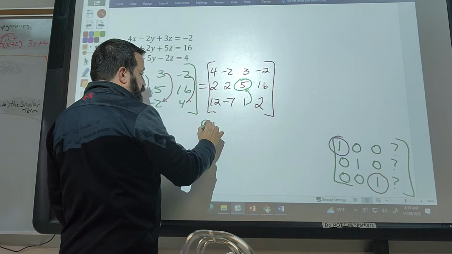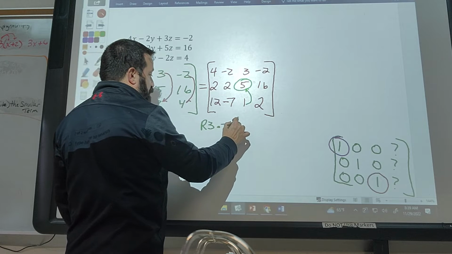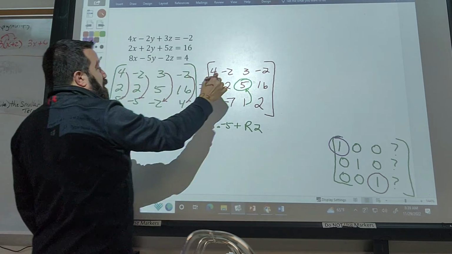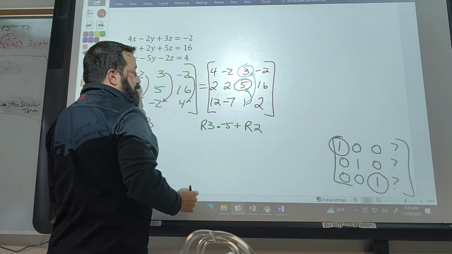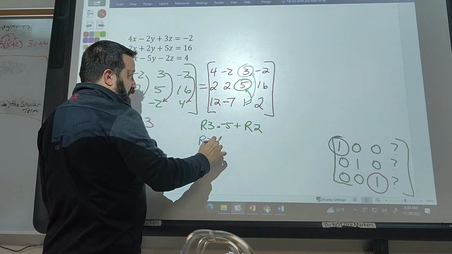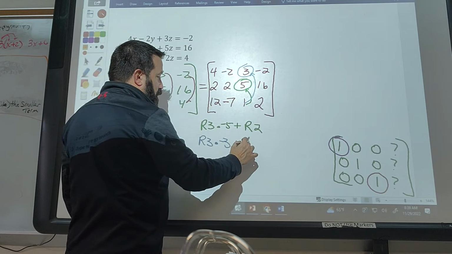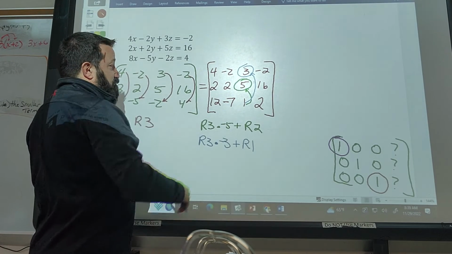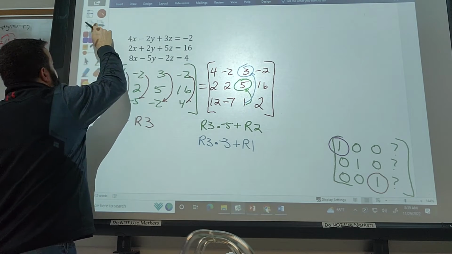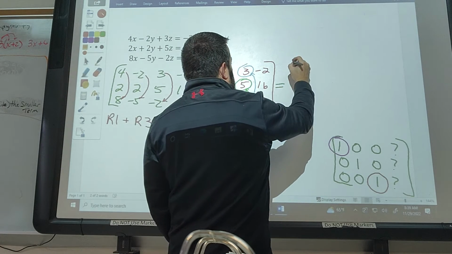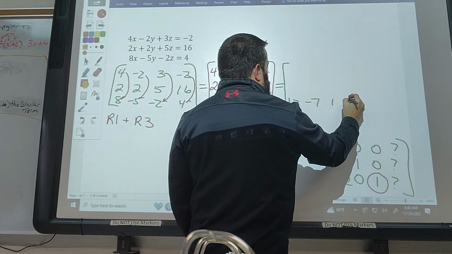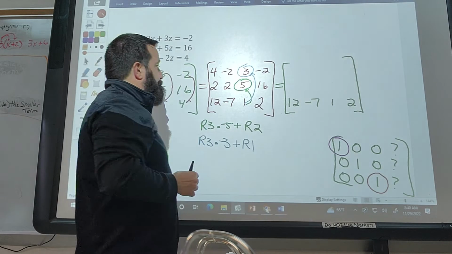So I'm going to take row 3 times -5, and I'm going to add it to row 2. I would like this 3 also to become a 0. So I'm going to take row 3 times -3 and add it to row 1. So hopefully everybody understands what my game plan is here. I'm turning those two things into zeros. I've got written down here what I plan to do. So the third row, the 12, the -7, the 1 and the 2, is not what I'm currently changing, so I'm just going to recopy that.